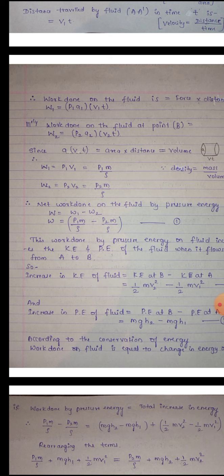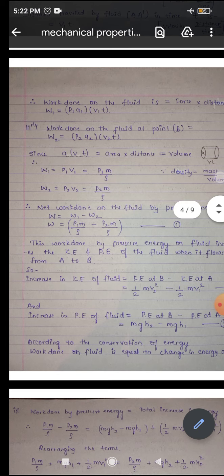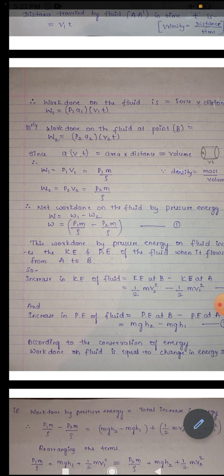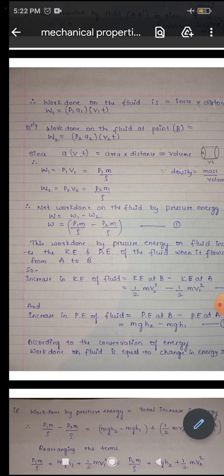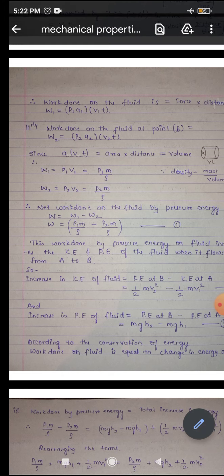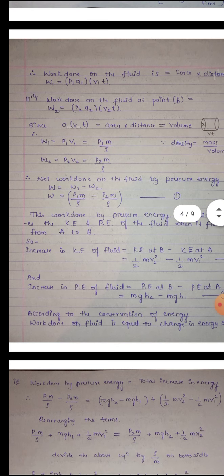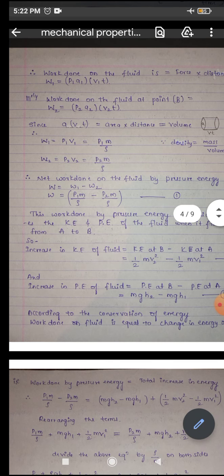So we know that volume is equal to the mass divided by density by this relation. So W1 can be written as P1 m divided by rho, and W2 can be written as P2 m divided by rho. This W1 is the work done on the fluid at the point A, and W2 is the work done on the fluid at the point B.